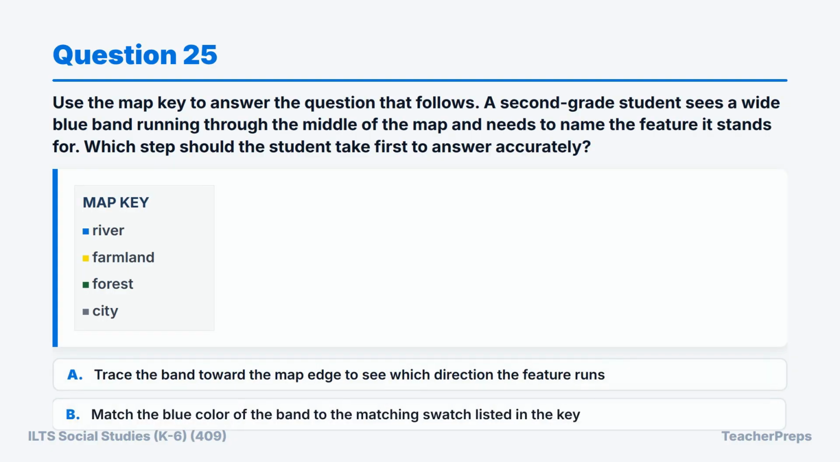Question 25. Use the map key to answer the question that follows. A second grade student sees a wide blue band running through the middle of the map and needs to name the feature it stands for. Which step should the student take first to answer accurately? Pause the video and select the best answer.